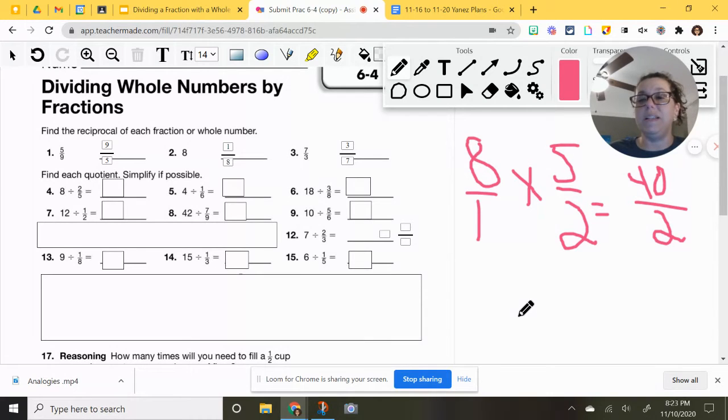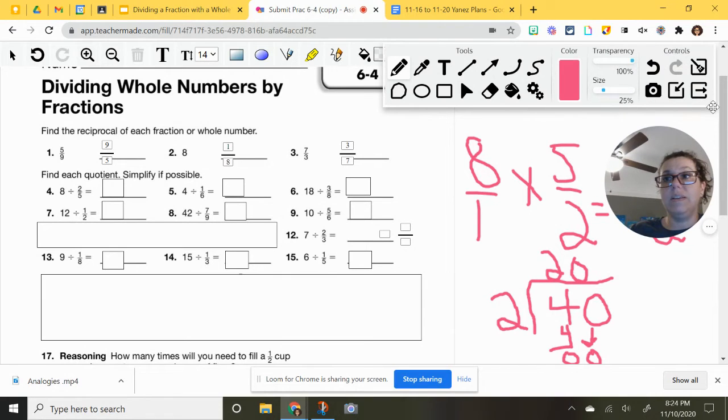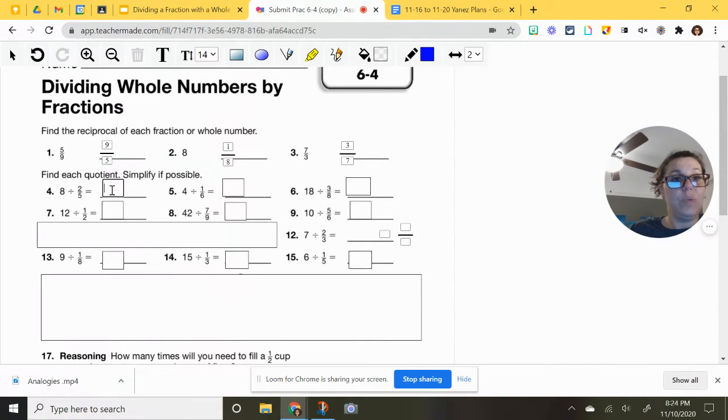An improper fraction means I need to divide by using what I call the house. Whatever's on the top goes on the inside of the house. Whatever's on the bottom goes on the outside of the house. 2 times what goes into 4? 2. 2 times what goes into 0? 0. So when I come over here, my answer would be 20.